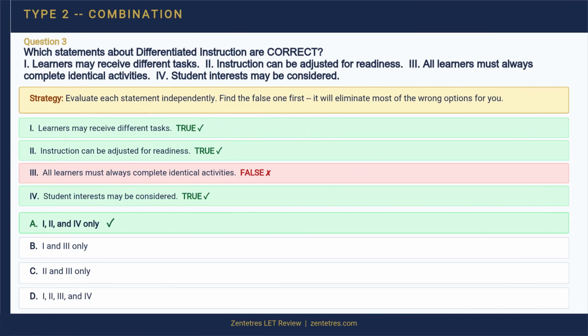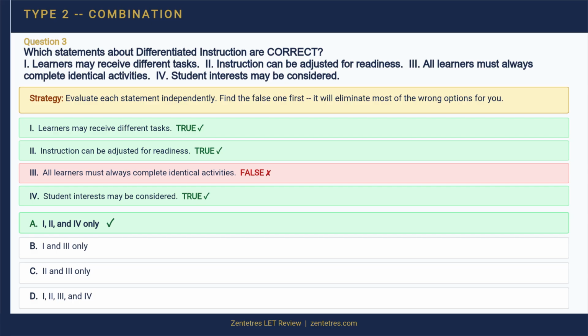Type 2. Combination. Work through each statement independently. 1. Learners may receive different tasks. True, differentiation can occur through different content, processes, or products. 2. Instruction can be adjusted for readiness. True. Readiness is one of the 3 main factors teachers consider when differentiating.